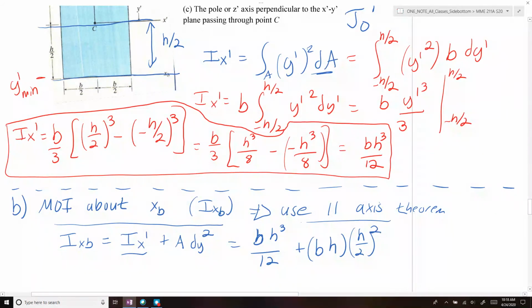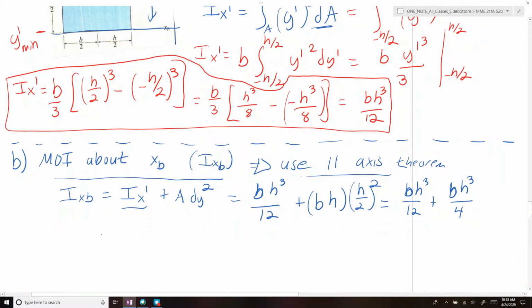All right, so what we'll end up getting is the base times the height cubed over 12 plus the base times the height cubed over 4. Now if we find the common denominator here, it's 12. So we would get base times the height cubed plus 3 times the base times the height cubed. So 4 divided by 12 is just the same thing as 1/3.